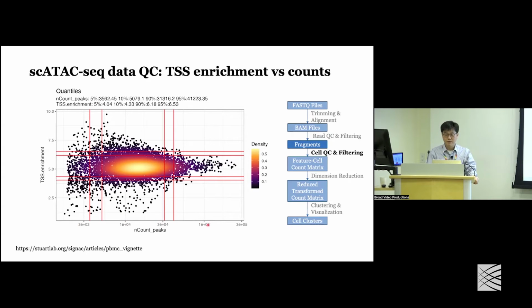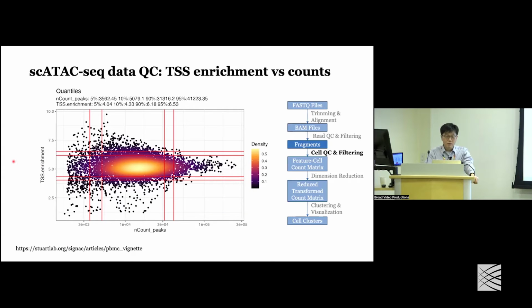X-axis is the number of fragments actually in peaks. So you can either use all fragments that are found in a cell, or you can additionally filter fragments based on the overlaps with the open chromatin peaks. In this figure, we used the number of fragments that are found within peaks. And the y-axis is the transcription start site enrichment score that I just described in the previous slides.